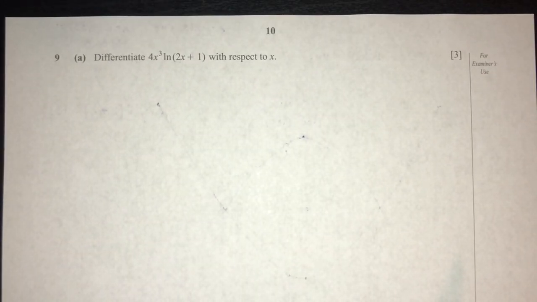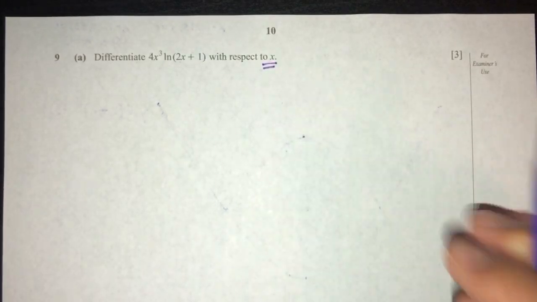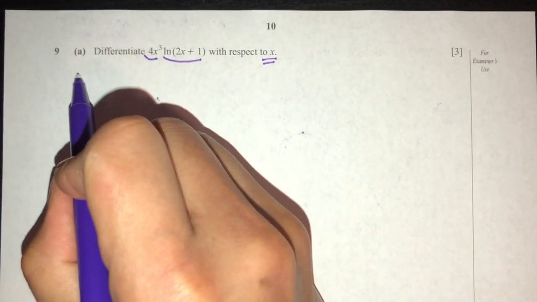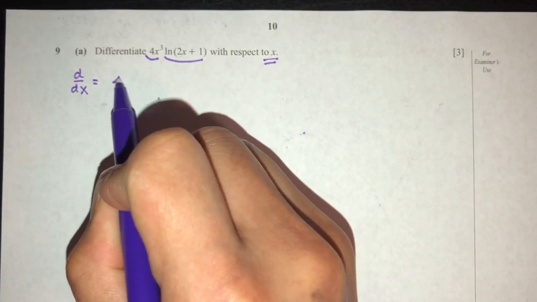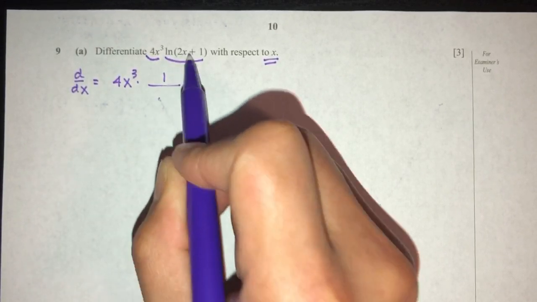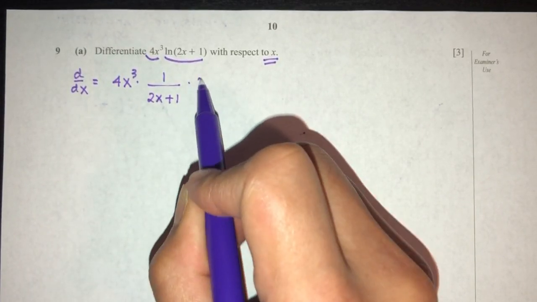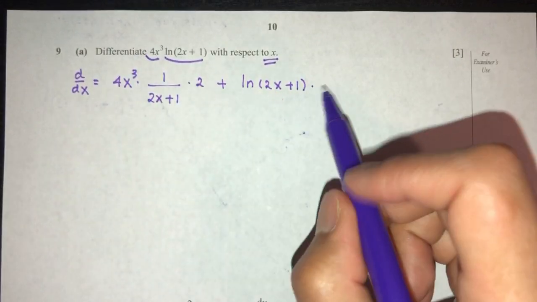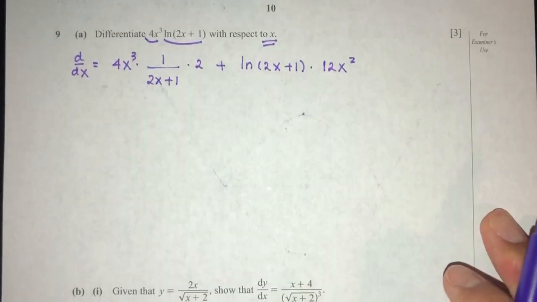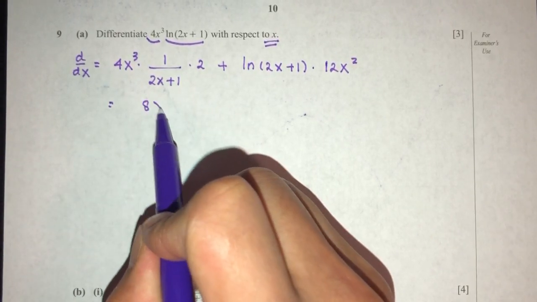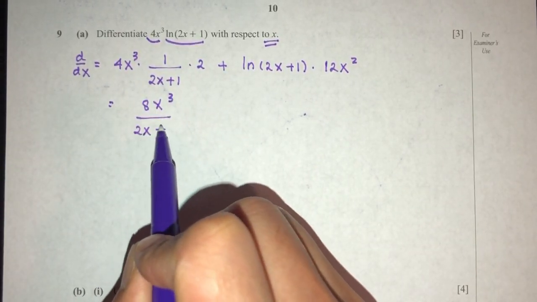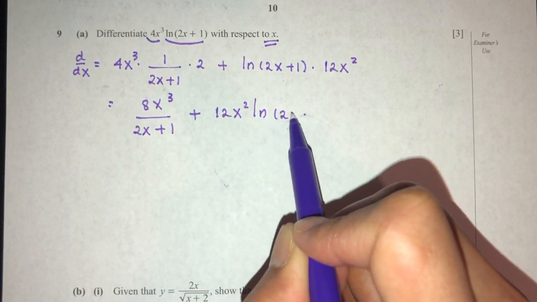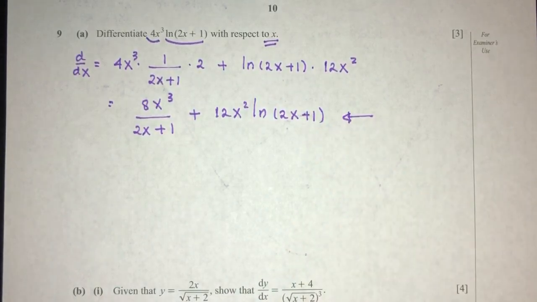Let's move on to question number 9. So differentiate this with respect to x. Step by step, this one is a product, as you can see, so we have to use the product rule. So d by dx will be, we leave the first one by itself, and d by dx of this one will be 2x plus 1 times 2, and plus leave the second one by itself, and then d by dx of the first one, that will become 12x squared. So simplify, you will have 8x cubed over 2x plus 1, and this time 12x squared ln of 2x plus 1. And this is your answer for part A.